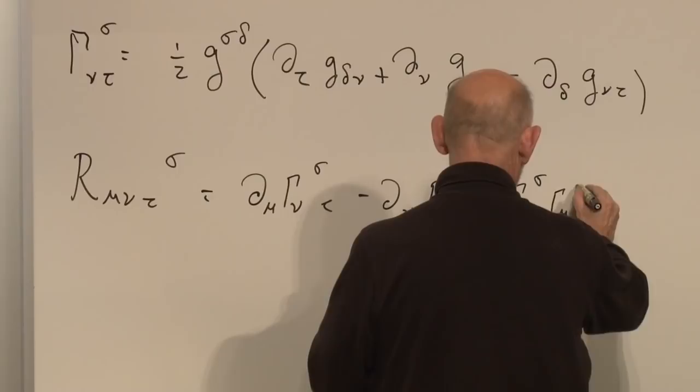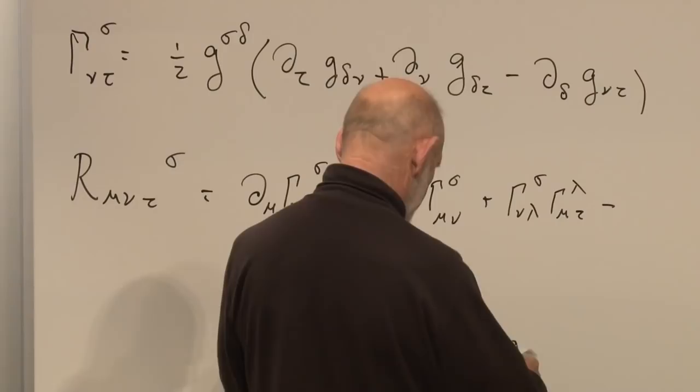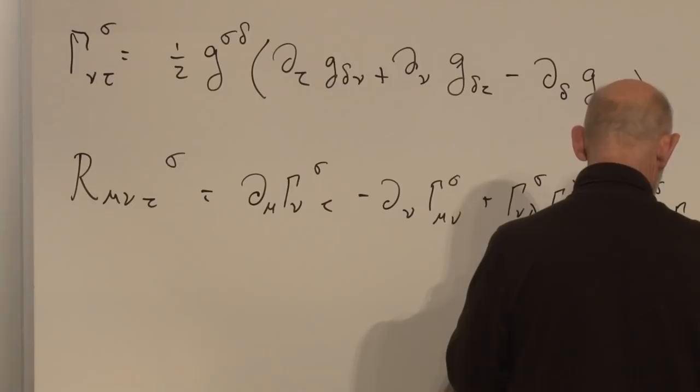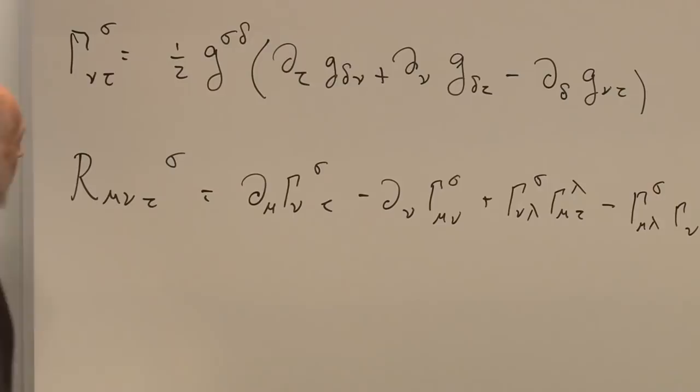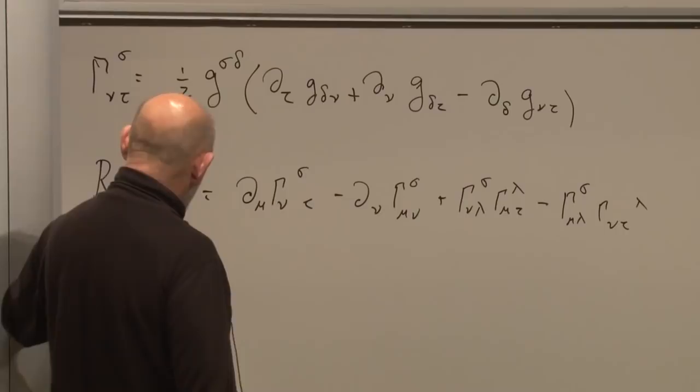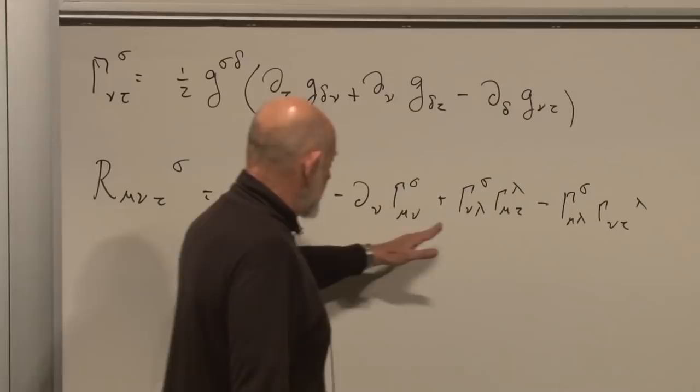I'm not sure there's any reason to be writing this down. It's just the general overall structure, which is interesting for reasons: mu, lambda, sigma, gamma, nu, tau, lambda. Summation convention assumed. Main point is the Christoffel symbol, which is not a tensor, has first derivatives of the metric, and the curvature tensor has first derivatives of the Christoffel symbol.